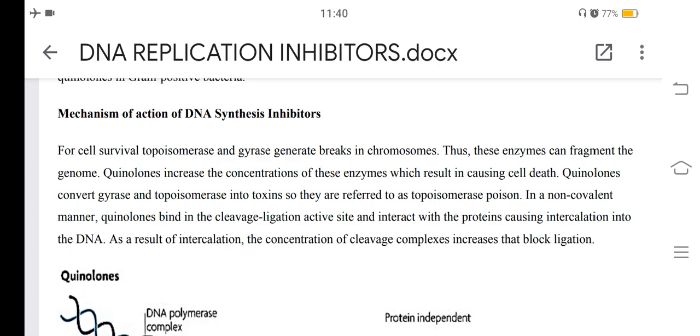For cell survival, topoisomerases and gyrase generate breaks in chromosomes. These enzymes can fragment the genome. Quinolones increase the concentrations of these enzymes' breaks, which results in cell death. Quinolones convert gyrase and topoisomerase into toxins, so they are referred to as topoisomerase poisons. In a non-covalent manner, quinolones bind in the cleavage ligation active site and interact with the protein, causing intercalation into the DNA. As a result of intercalation, the concentration of cleavage complex increases and blocks ligation.